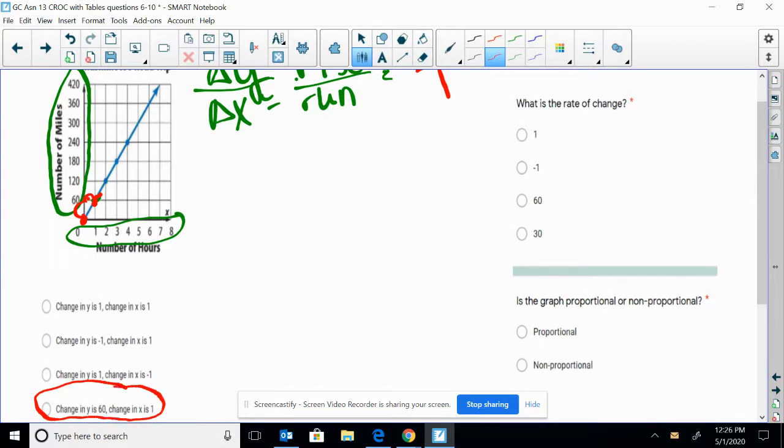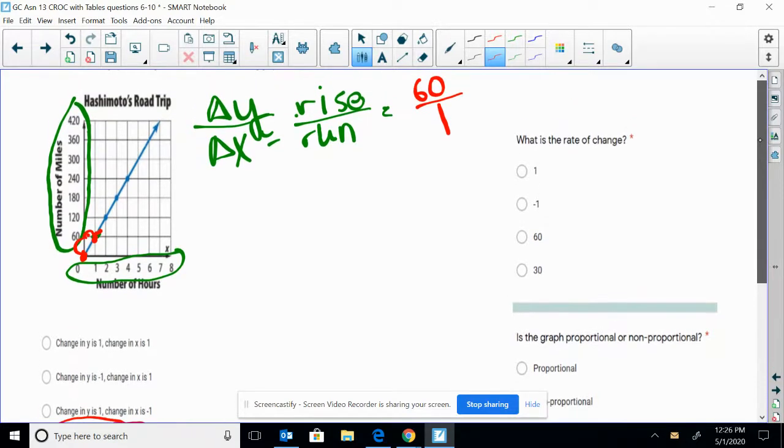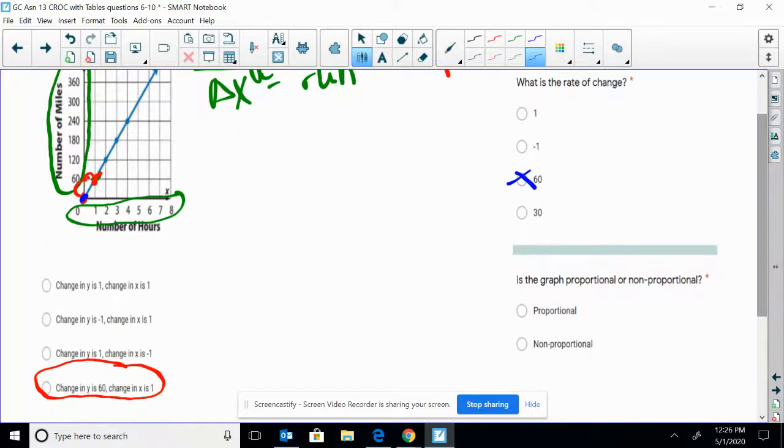So this was actually our answer choice. So when I simplify that, 60 over 1 simplifies as 60. So my rate of change is 60. Is it proportional? Yes. Here's 0, 0. That line does go through 0, 0. So it is absolutely proportional. All right.